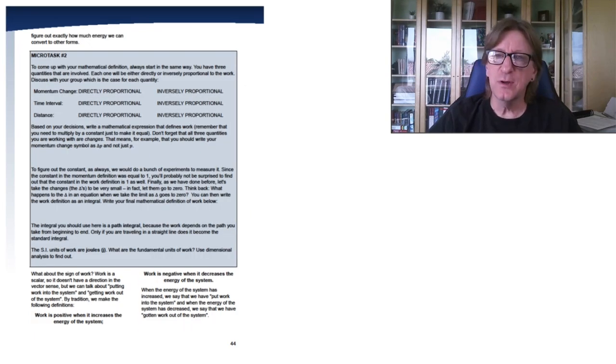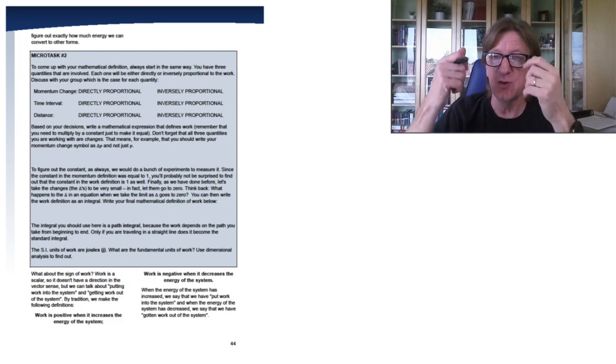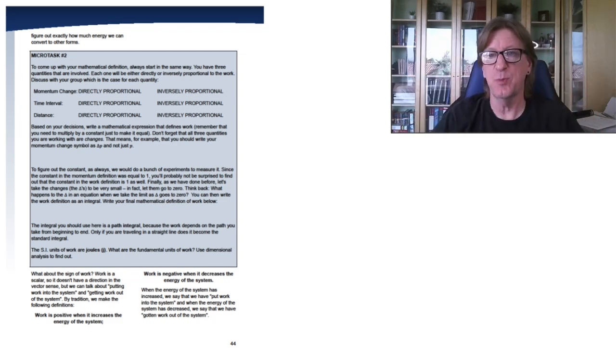Okay, so now we're going to look at each one of those three variables, and we're going to decide, are they directly proportional or are they inversely proportional, just like we did with momentum. And this technique is how basically all of these mathematical equations of physics are figured out. We just simply look at the system and say, okay, if I increase this, what happens to this?